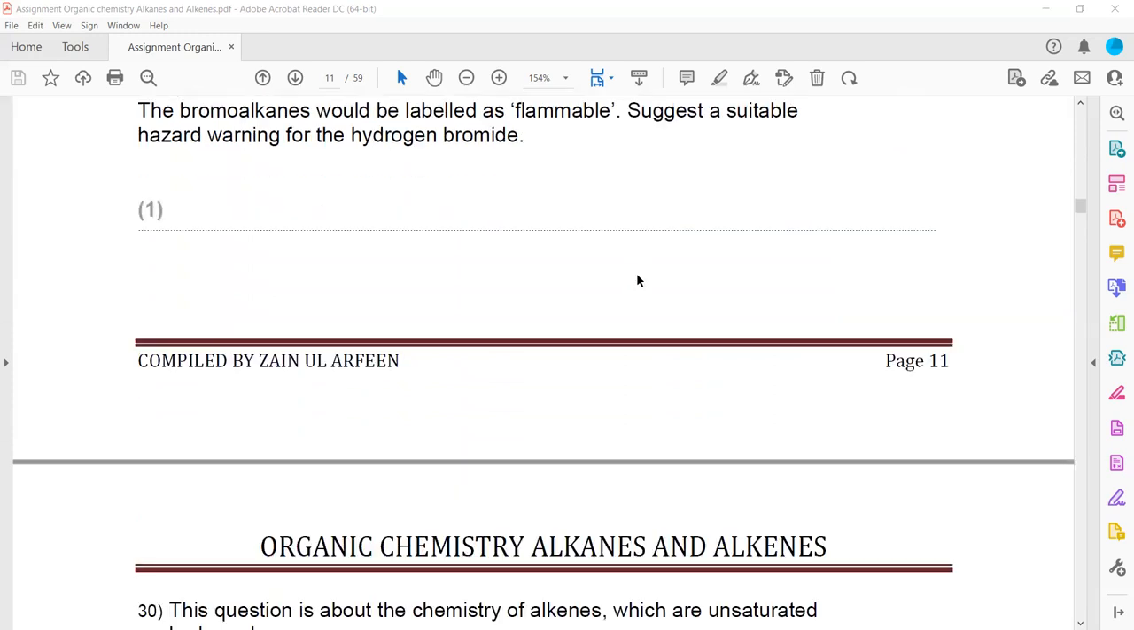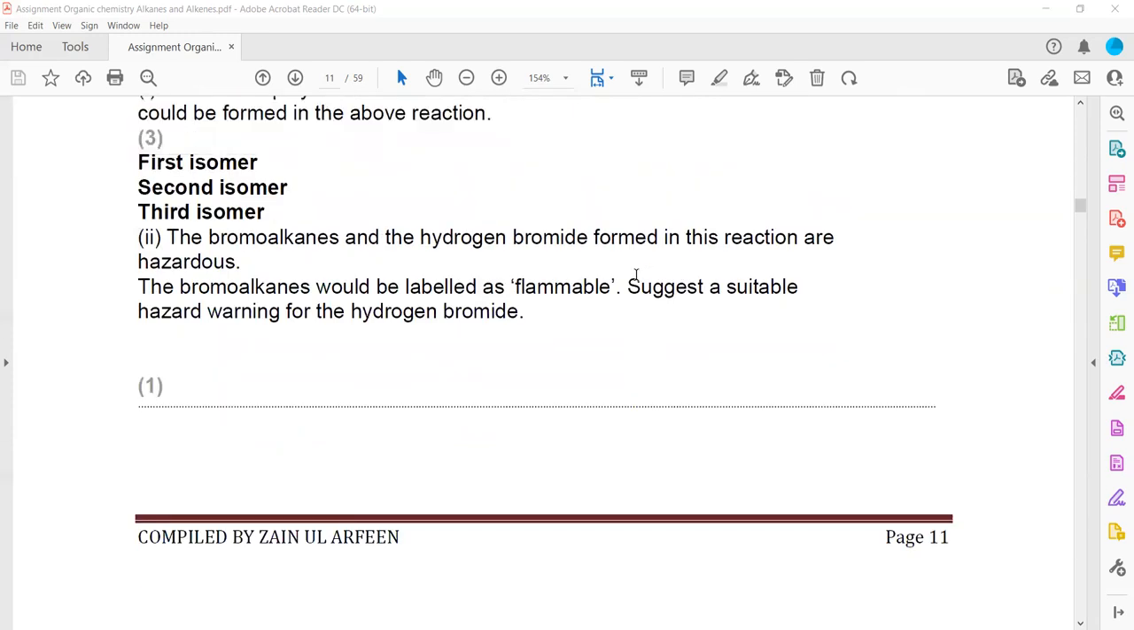Then the bromoalkane and hydrogen bromide formed in this reaction are hazardous. Bromoalkane could be labeled as flammable. Suggest a suitable hazard warning for hydrogen bromide. Hydrogen bromide, like HCl, HBr, HF, these are acidic, so acids are corrosive. So we can mention it is corrosive.